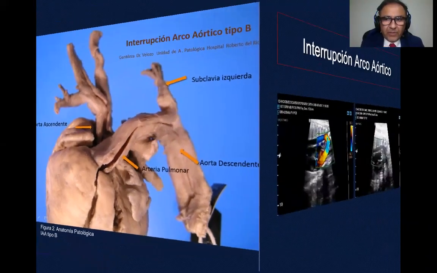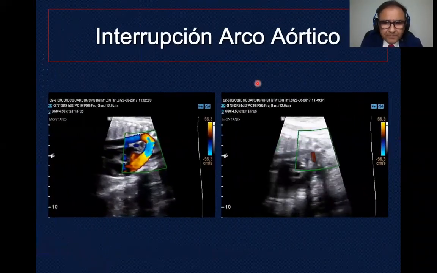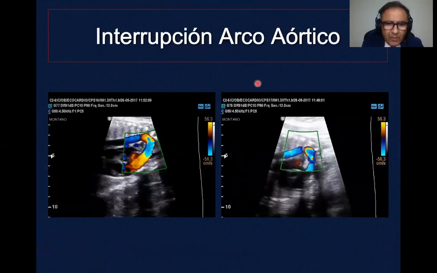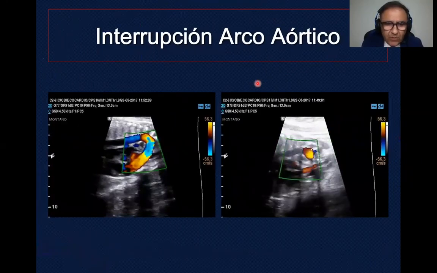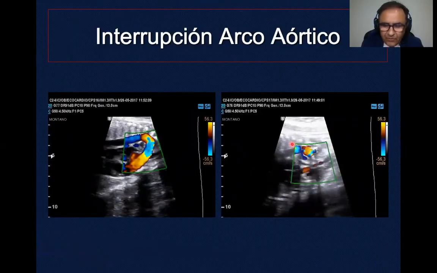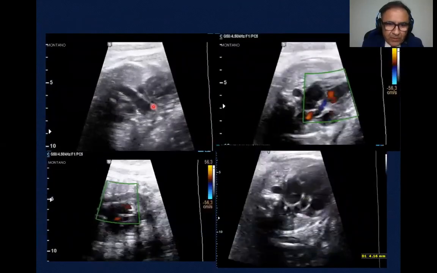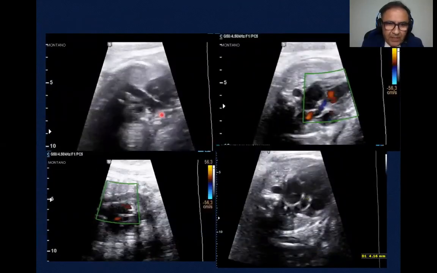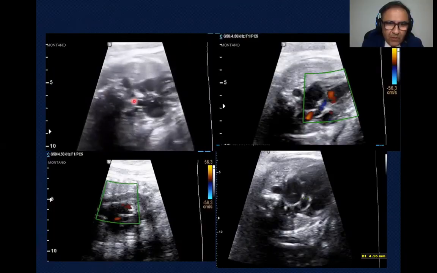Here we are evaluating a sagittal view of the ductal arch. A wide, straight ductal arch is seen. In the 3-vessel trachea view, the ductal arch is wide. Regarding the aortic arch, only the ascending aorta is seen, and the transverse aortic arch is distorted because it is interrupted.